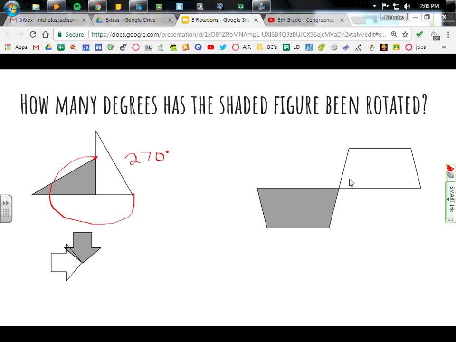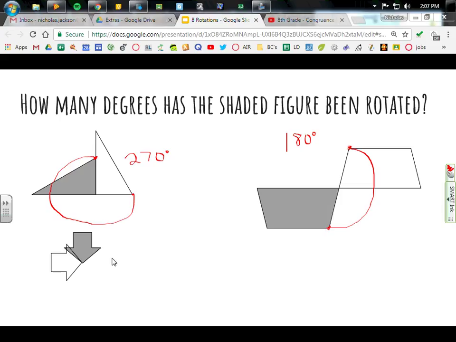All right, this trapezoid. Let's compare this corner right here on our original, and the corresponding point on the rotation is right here. So let's trace our circle starting from here to about right there. That's about a 90-degree rotation right there. Continuing along till you get right there. You see how that forms about a half a circle? So that is 180 degrees.